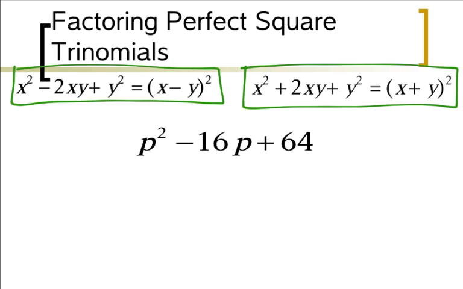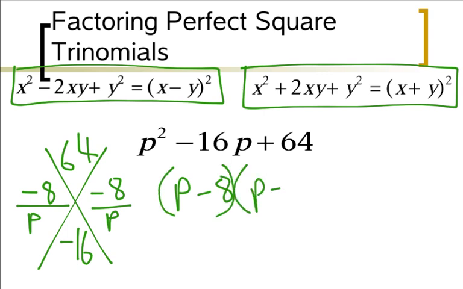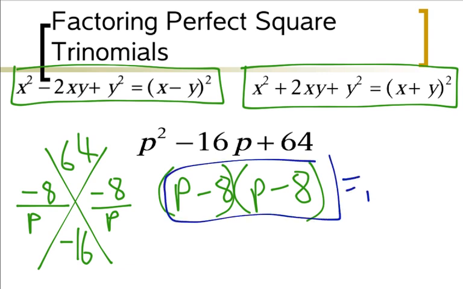This is something that previously we were able to factor using the magic x, and you can still do that, using the 64 on top and the negative 16 on the bottom, and you would get negative 8 and negative 8. And you would end up putting those over a p and getting p minus 8 times p minus 8. Now, because there's two of the same thing, we can actually rewrite this to be p minus 8 squared.